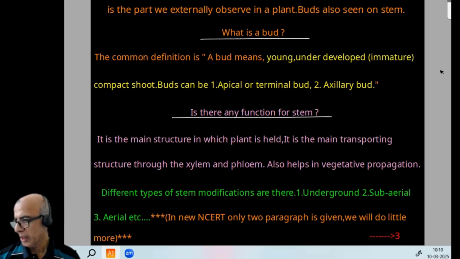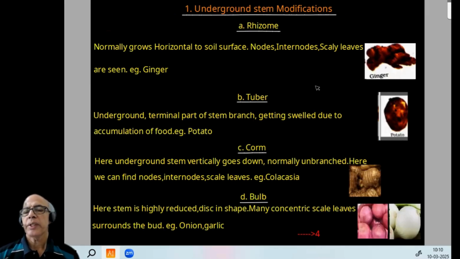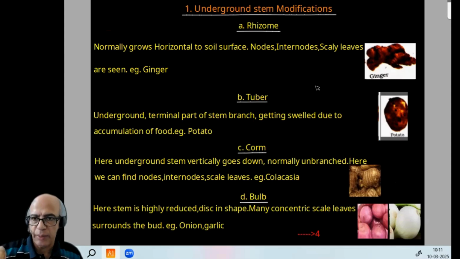Now we can proceed to stem modification, of which the first is underground stem modification. From the term itself, you can guess it will be below soil and concerned with the stem only. So first is rhizome. A photograph is given there, but the example is better remembered. Normally a rhizome grows horizontal to the soil surface. Since it is a stem, even though underground, it possesses nodes and internodes. Scaly leaves are seen. Example is ginger, Zingiber, family Zingiberaceae. Best example of rhizome is ginger.